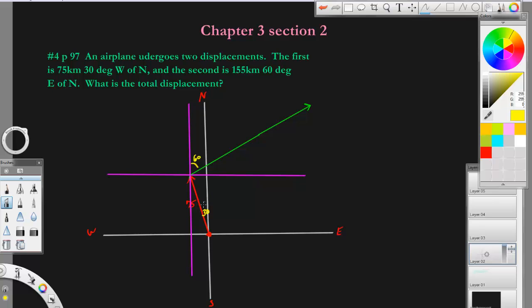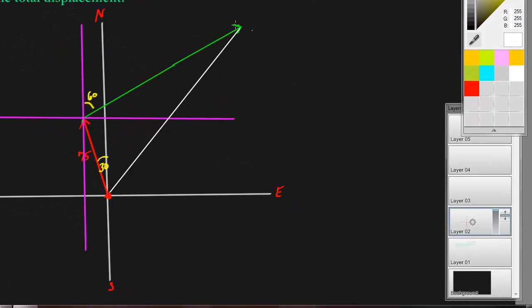Okay. So remember, this is 30. This is 60. And what we have to find is the length of that line right there. All right. So we have a right triangle somewhere in here. We have lots of right triangles.